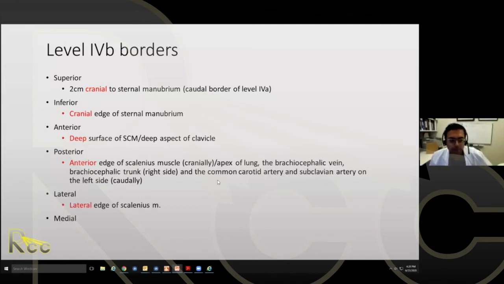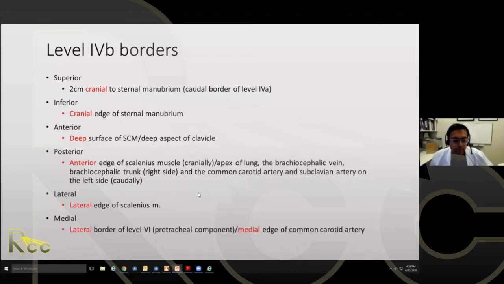The lateral border, now here, is actually the lateral edge of the scalenus muscle, and I'll show that on a scan. The medial border, again, is adjacent to level 6, the pretracheal lymph nodes, as well as the medial edge of the common carotid artery.